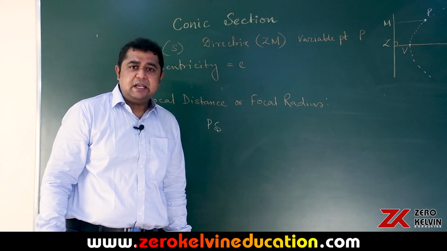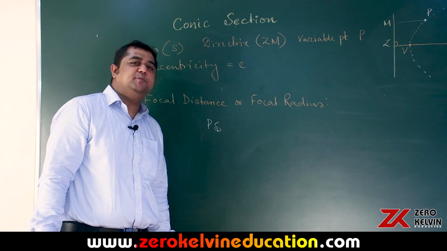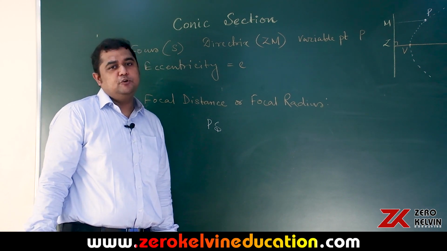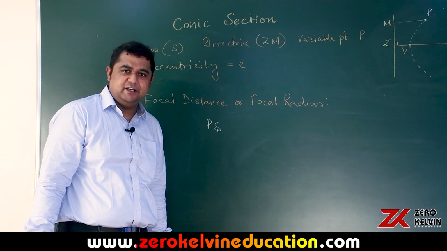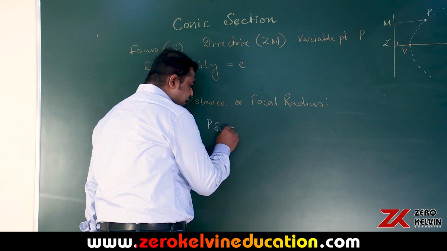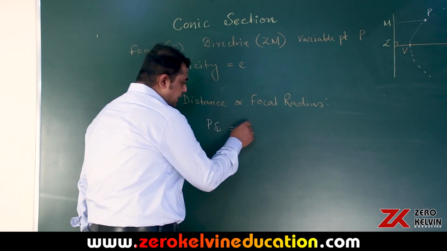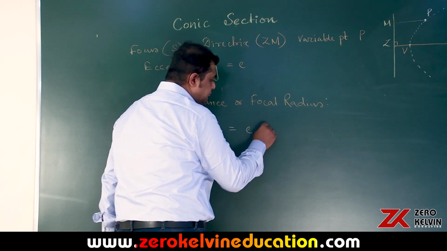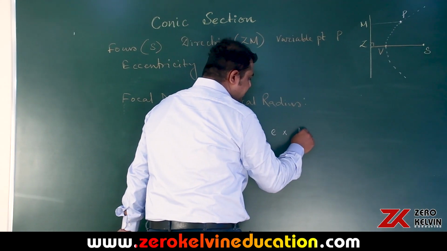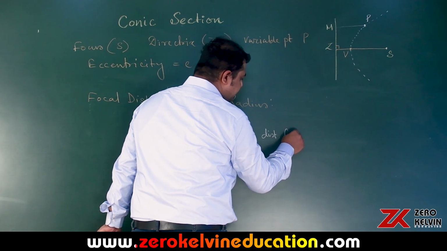If your conic has more than one possibility for focus, then even a single point can have more than one possibility for focal radius or focal distance. But by the description of conic, we already know SP is E times PM, that is eccentricity times the distance from directrix.